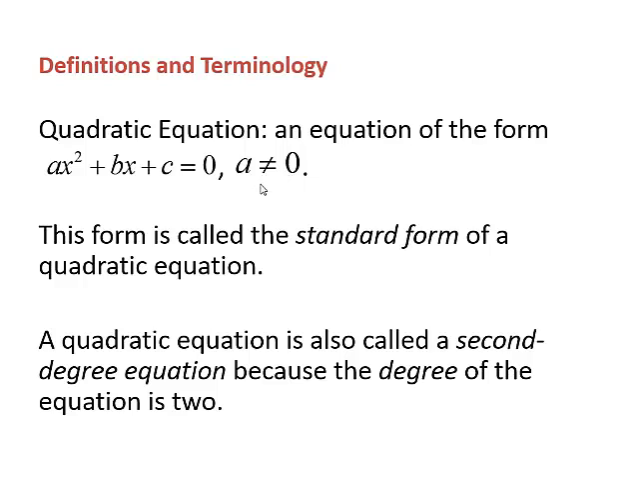Just think about that for a moment. If a was 0, then this quadratic term would be 0, leaving us just a linear equation. Hence the stipulation that a cannot be 0. This form is called the standard form of a quadratic equation. A quadratic equation can also be called a second degree equation because the degree, or the highest exponent, is 2.